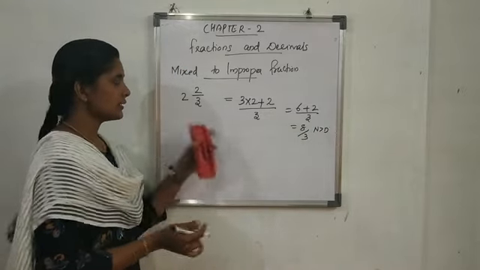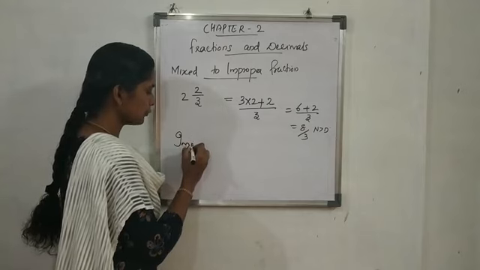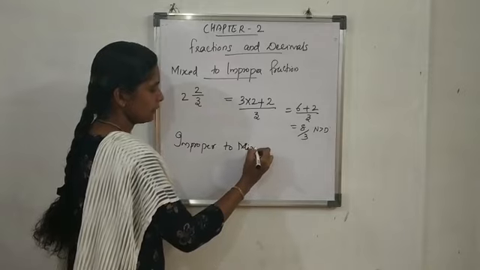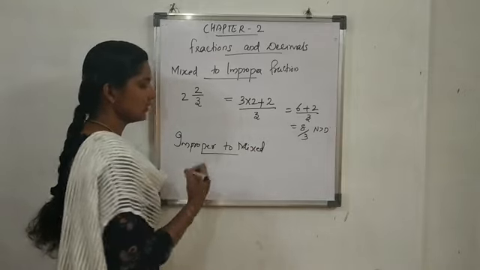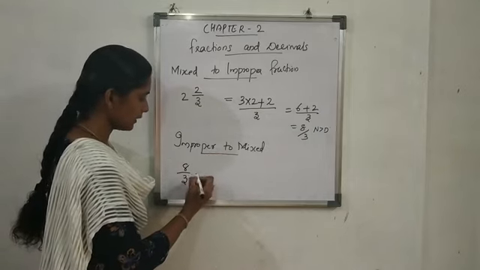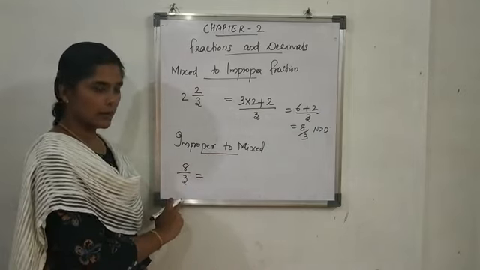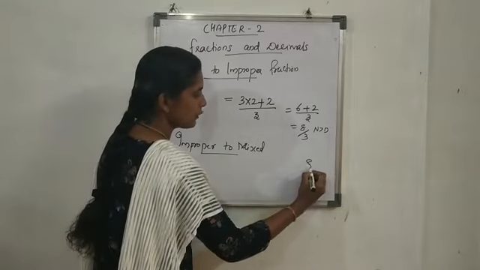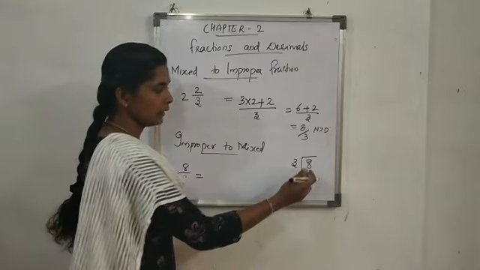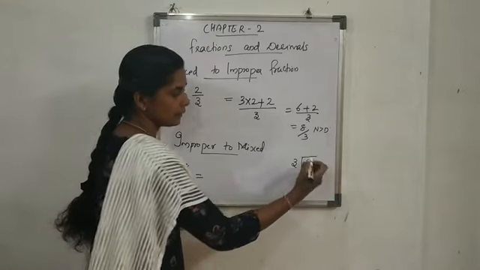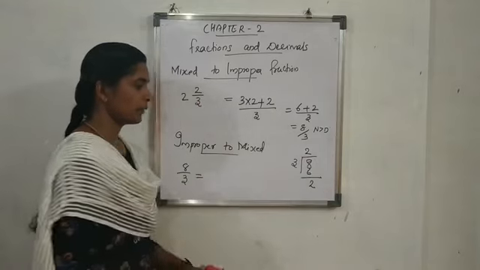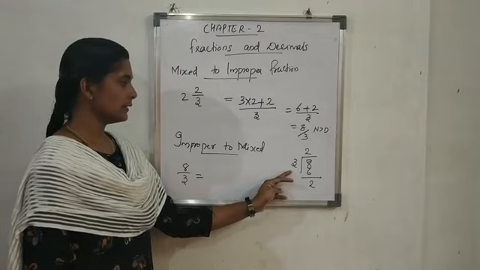Then next, how will you convert improper to mixed fraction? For that we have to divide. We can take 8 upon 3 and convert it to a mixed fraction. This is an improper one. First we have to divide 8 by 3. 3 2s are 6, 3 3s are 9, so we take 3 2s are 6. Then the remainder is 2.